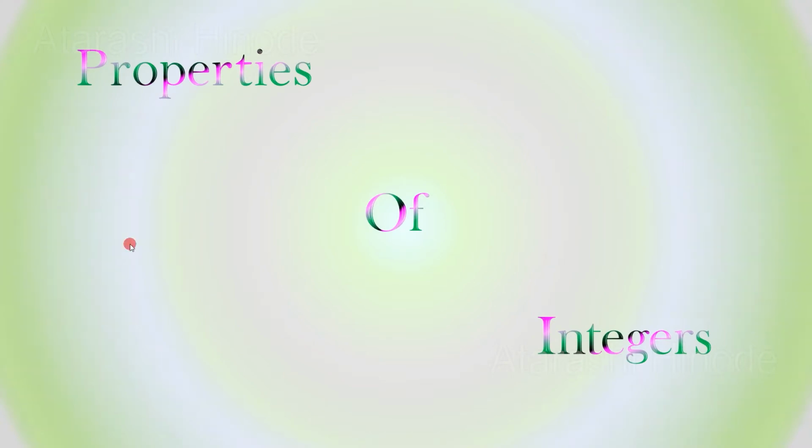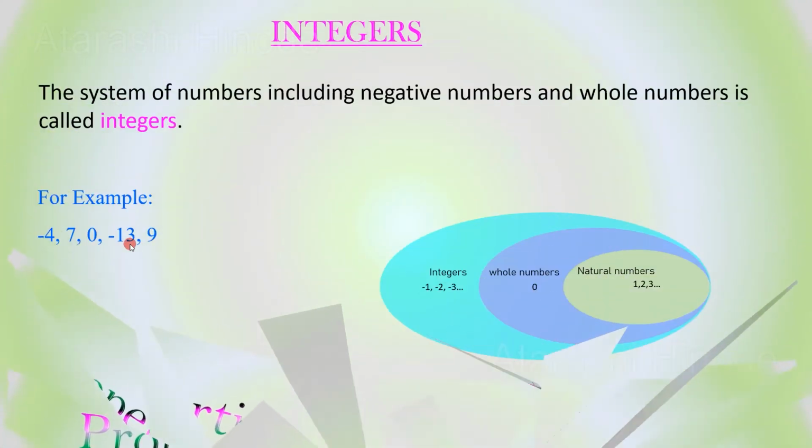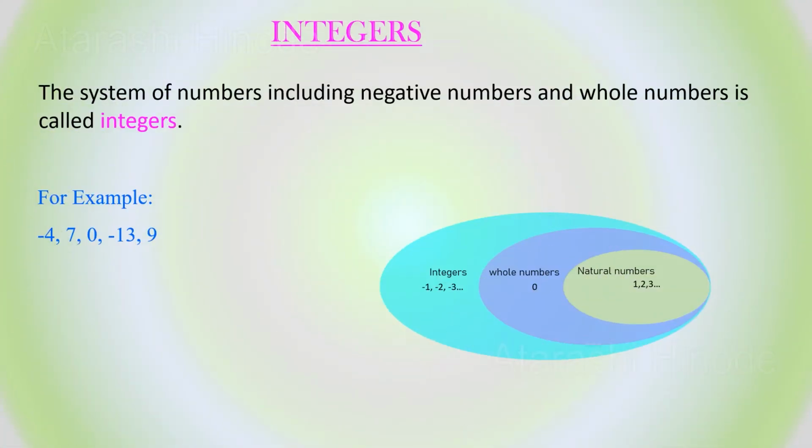Today we are going to learn about the properties of integers. The system of numbers, including negative numbers and whole numbers, is called integers. Now let us go to the properties.